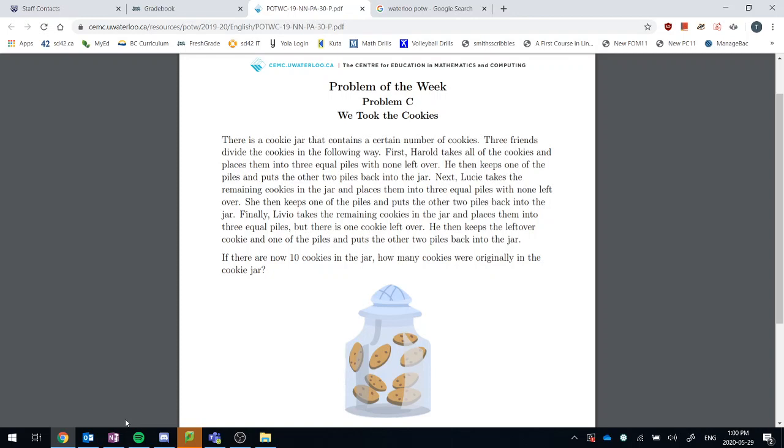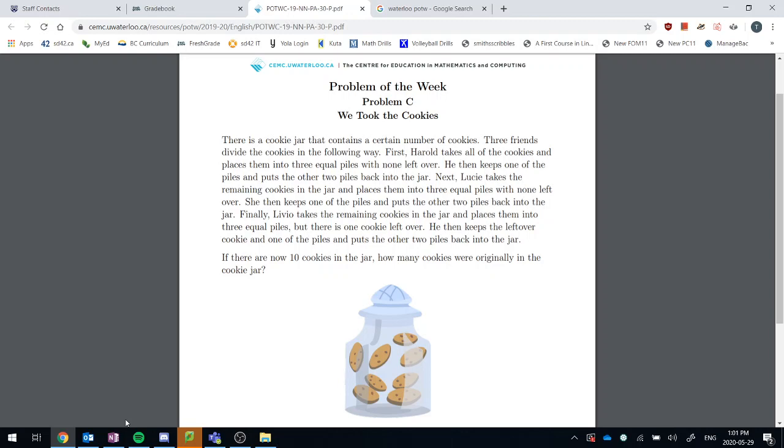Then Lucy does the same thing, except of course Lucy is going to have a smaller amount of cookies because Harold had already taken one. And then finally Livio does the exact same thing, except when he does it, there's 1 extra cookie. And when we're done, there were 10 cookies left in the jar.